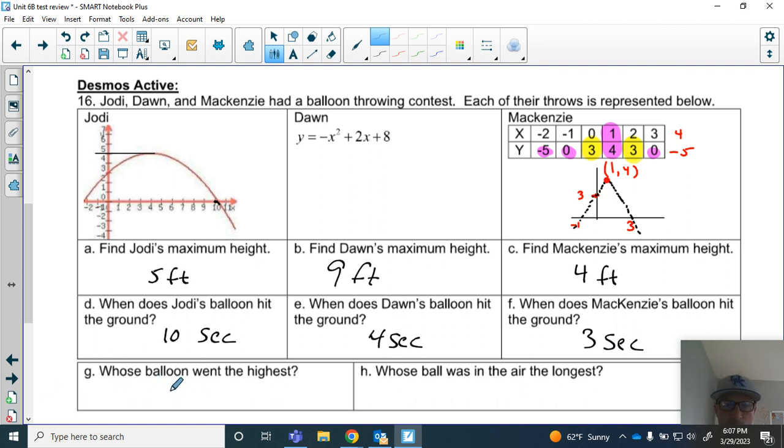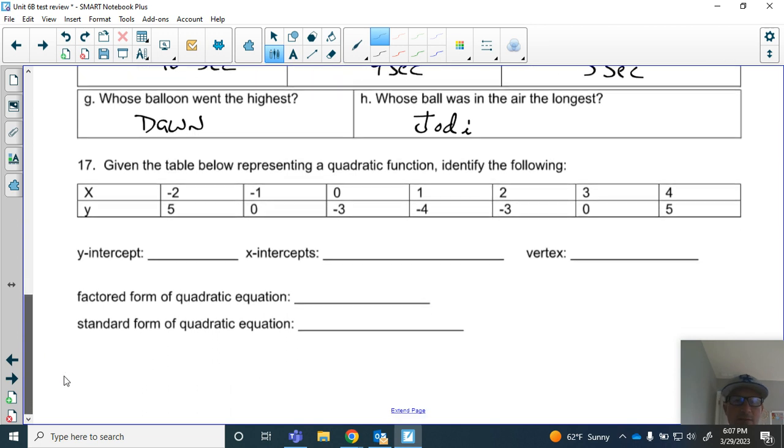Whose balloon went the highest? That's going to be the maximum height. We had Jody's balloon at 5, Dawn's at 9. So that would be Dawn. And then whose balloon was in the air the longest? That is going to be Jody, because Jody's was in the air for 10 seconds. That would be Jody. All right, hope that made sense.